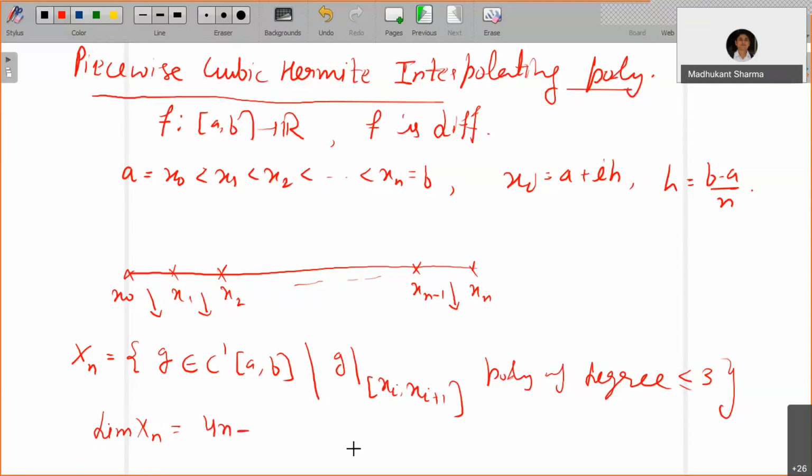Now you are imposing the conditions at the interior points. They are n minus 1 in number. What you require is continuous differentiability, so at these points you require continuity as well as differentiability. So 2 times (n minus 1). If you conclude this, that is going to be 2n plus 2. So to get the uniqueness of the interpolating polynomial, we need to specify 2n plus 2 conditions.